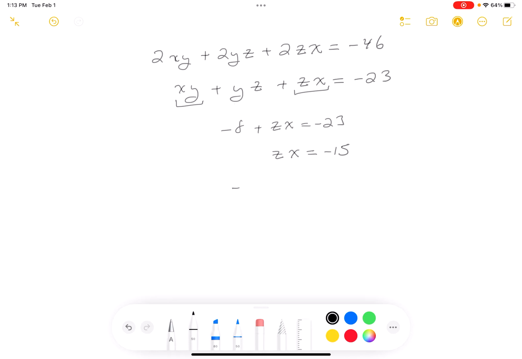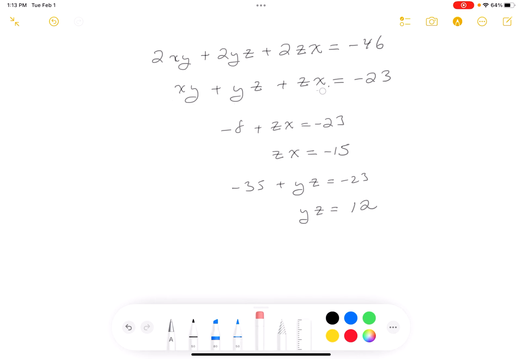I'll write that down for you. Minus 35 plus yz equals minus 23. And what would that give me? That would give me yz equals, well, let's see what you'd get there. 7 and 5, that's 12, right? So yz is 12. Now I can get my eraser out. I'll erase this over here.